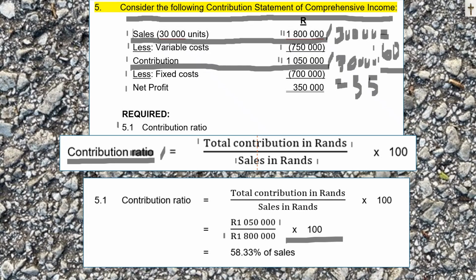I would call this the contribution percentage. But the contribution ratio, they're looking for the percentage of total contribution in rands over sales in rands multiplied by 100. They're the amounts. I showed you how to get them from the information above, and the answer is rounded off to 2 decimal places. 58.33% of sales is the contribution ratio.